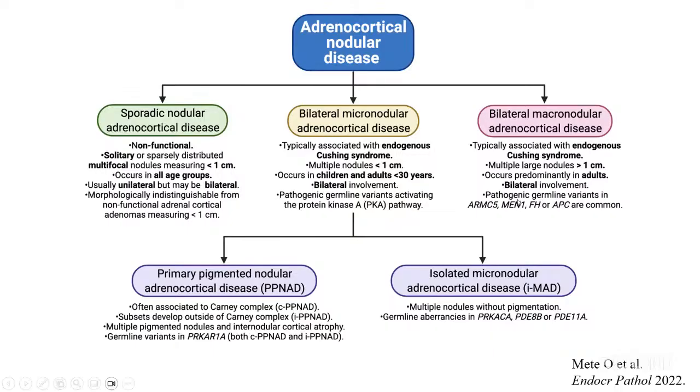If you have bilateral macronodular adrenocortical disease, usually this is evident already at the stage of imaging because they have multiple large nodules on both adrenals. These patients usually have germline mutations in 4 genes, which I have listed below, which are also important to know because this could be the first manifestation of hereditary disease, more or less.